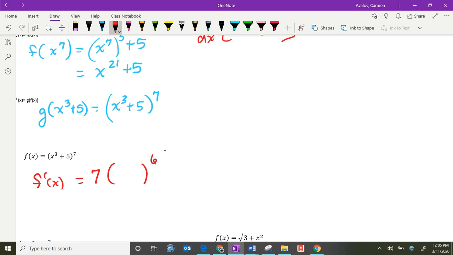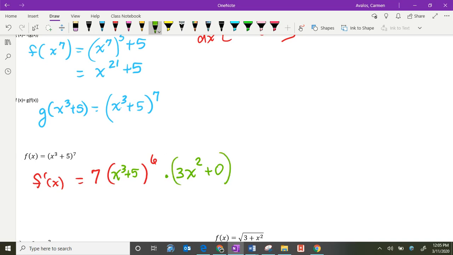We leave the inside function alone. So we leave the x cubed plus 5 alone. That's the inside function. And then you're going to chain on the derivative of the inside function. And that's just going to be 3x squared plus 0. Now, usually it might be longer, so we always put parentheses around what we're doing.